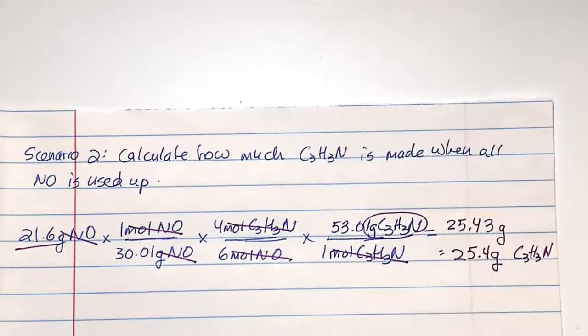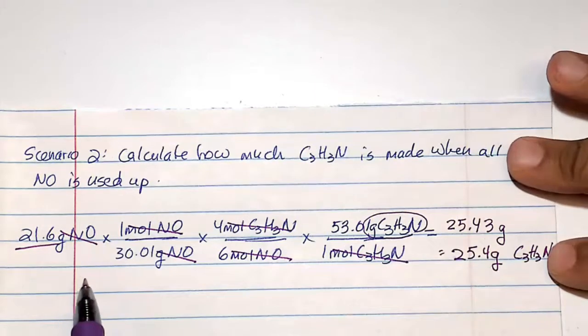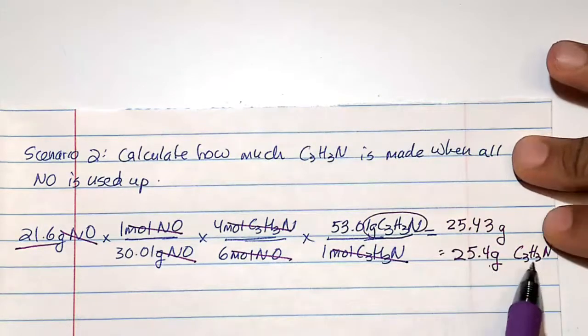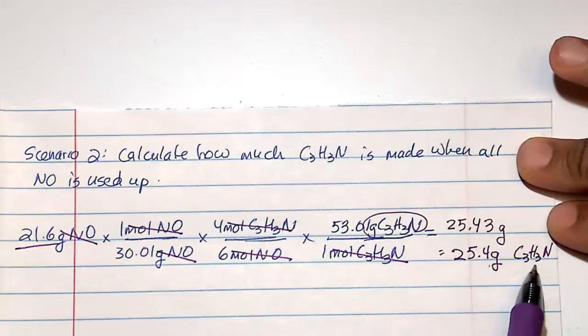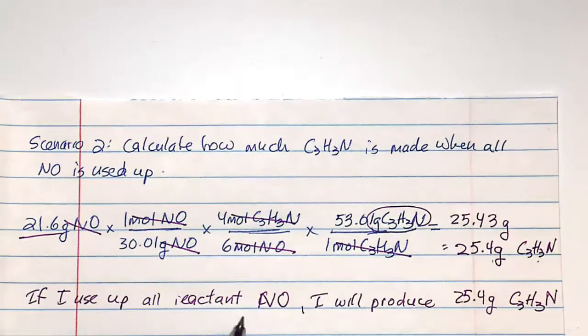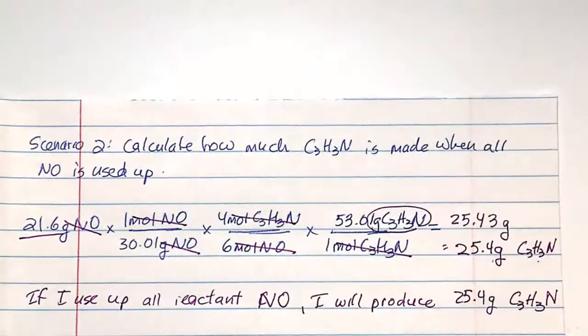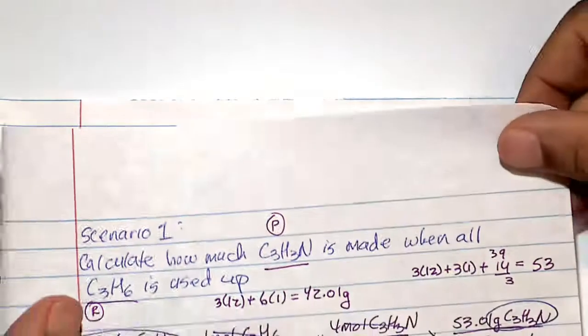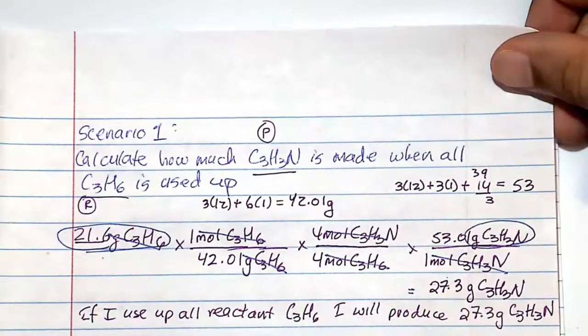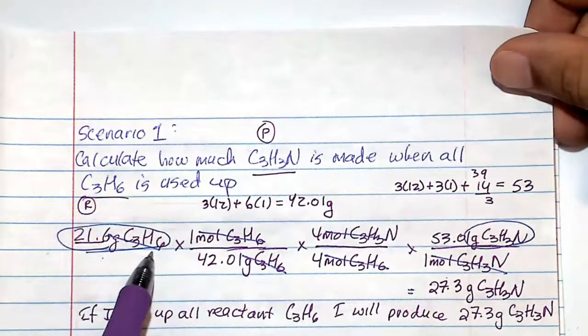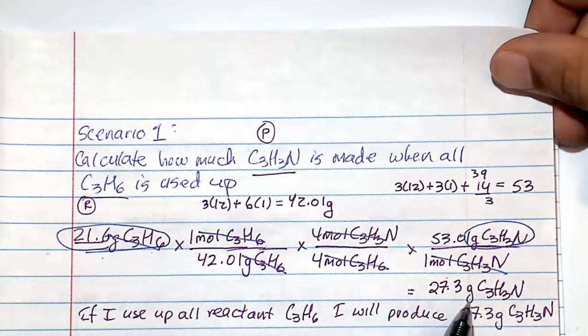So what does this mean? It means if I use up all my reactant NO, I will produce 25.4 grams of C3H3N. So utilizing stoichiometry, if I use up all of the starting material of NO, I will produce 25.4 grams of C3H3N. Let's compare that to what we get if we use up all of our other reactant, which is C3H6. If we use up all of the propylene gas, this C3H6, we wind up with 27.3 grams produced.